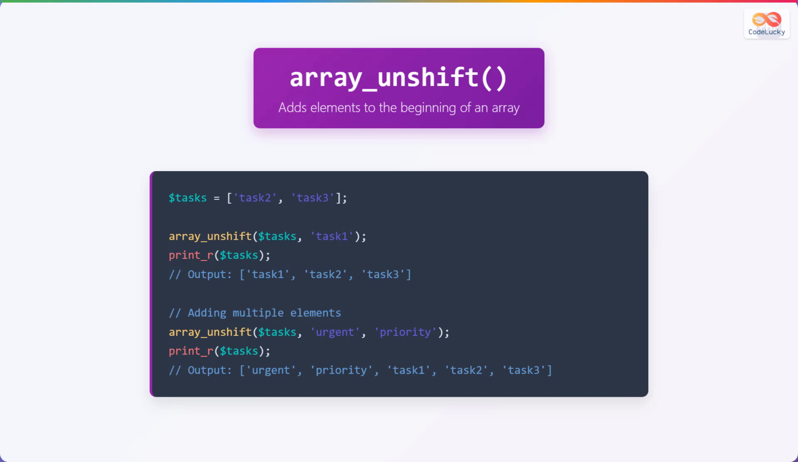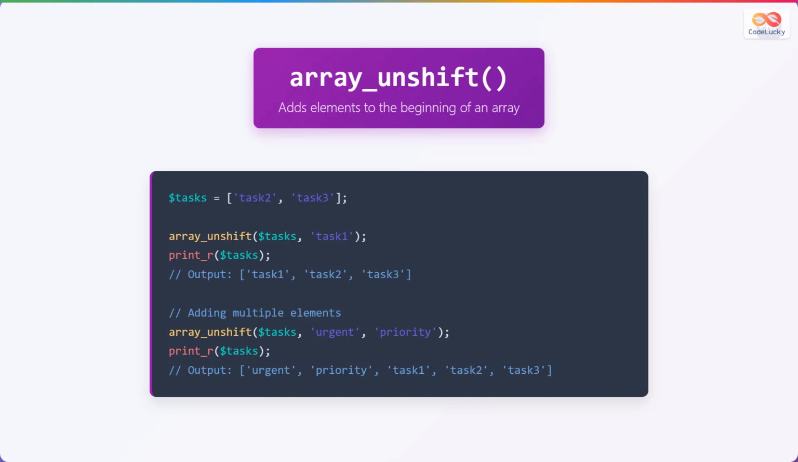The array_unshift function is used to add one or more elements to the beginning of an array. It also reindexes the array numerically. Here's how it works. Let's start with an array named tasks, which initially contains the elements task2 and task3. To add the element task1 to the beginning of the tasks array, we use the array_unshift function. We pass the tasks array as the first argument and the element task1 as the second argument. After executing this line, if we print the contents of the tasks array, the output will be task1, task2, and task3.